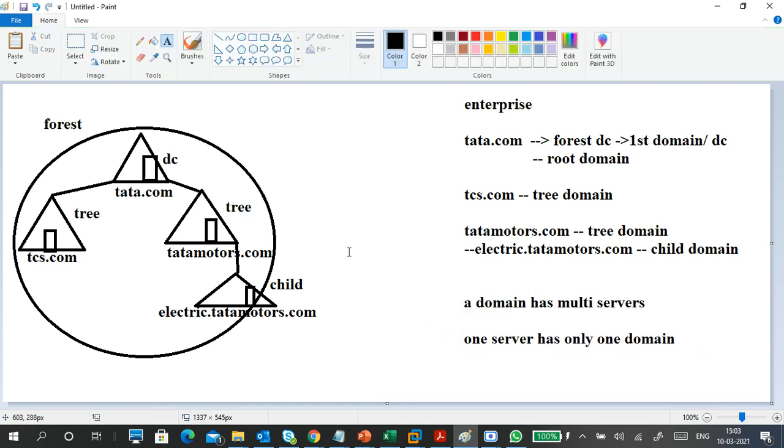Always. So this is the forest. The forest is what we call an enterprise domain controller. The administrator of this domain controller is an enterprise administrator. That's why I put enterprise. I'll use the red color here. So this domain controller is an enterprise domain controller, and its administrator is an enterprise administrator.